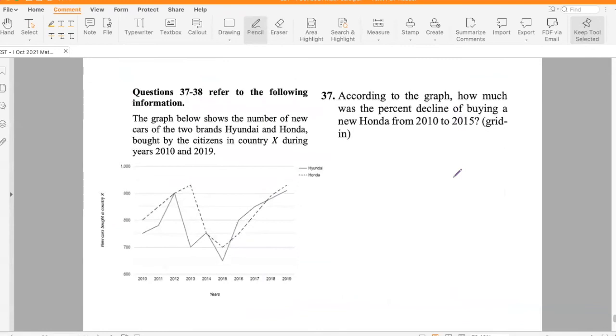Okay. The graph below shows the number of new cars of the two brands Hyundai and Honda bought by the citizens in country X during years 2010 to 2019. According to the graph, how much was the percent decline of buying a new Honda from 2010 to 2015? So new Honda, 2010, it was 800. And 2015 was 700. So percentage decline was 100 by 800, which is 12.5%. Yeah.